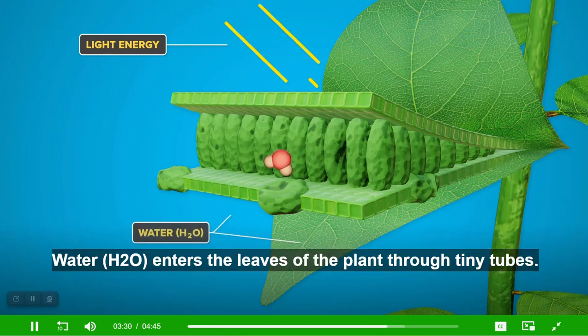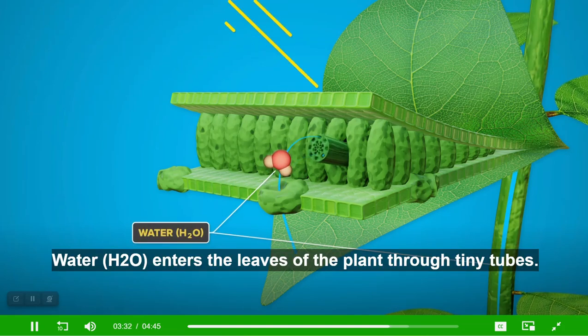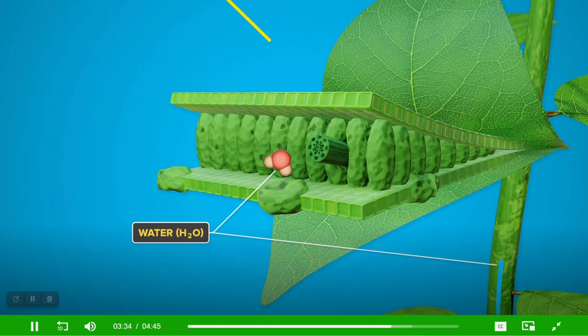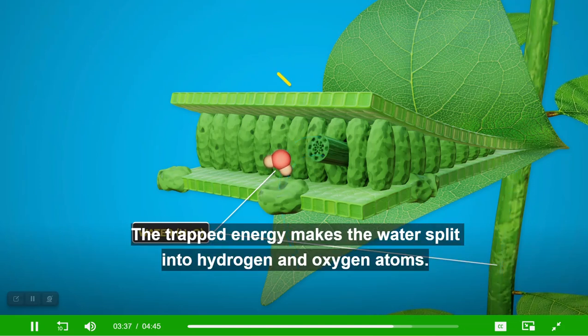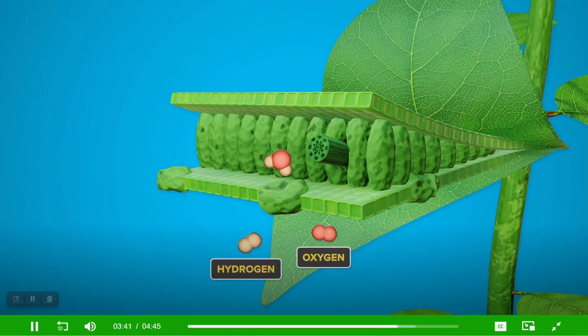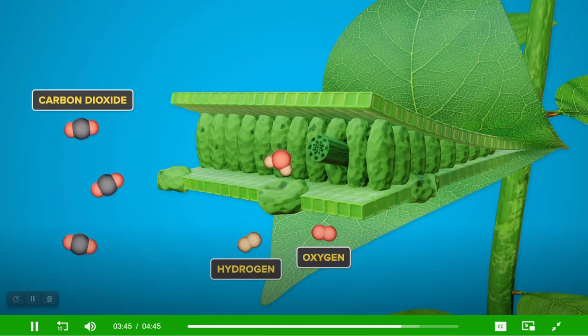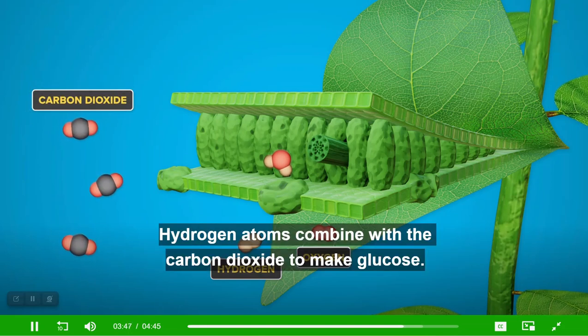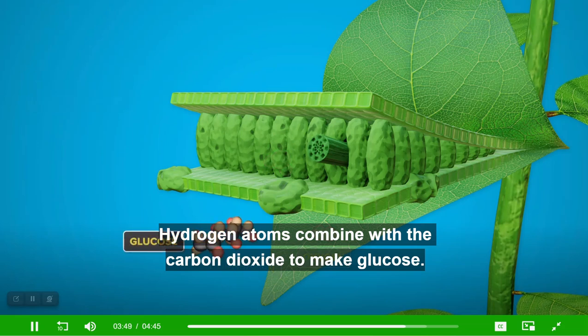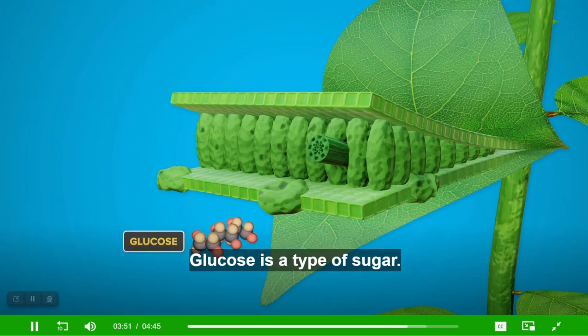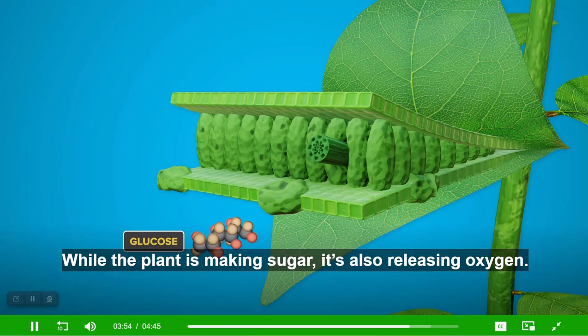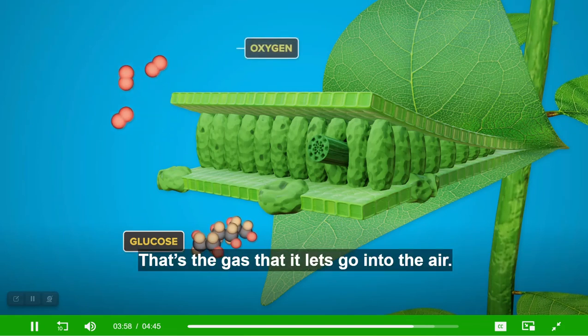Water, H2O, enters the leaves of the plant through tiny tubes. The trapped energy makes the water split into hydrogen and oxygen atoms. Leaves collect carbon dioxide from the air. Hydrogen atoms combine with the carbon dioxide to make glucose. Glucose is a type of sugar. While the plant is making sugar, it's also releasing oxygen. That's the gas that it lets go into the air.